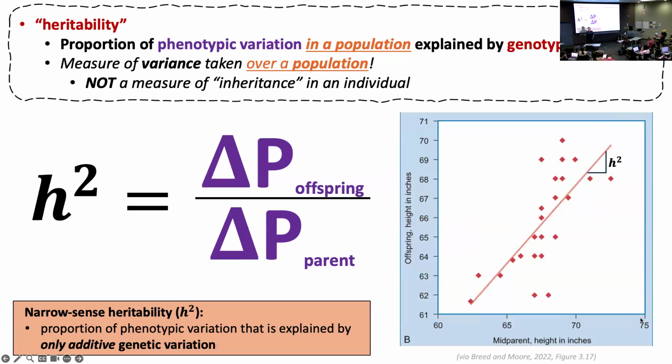The mid-parent height is the average of the two parents. So if one parent is 6 feet tall and the other parent is 5 feet tall, the mid-parent height would be 5.5 feet. If that offspring was also 5.5 feet, then you'd plot a point right at 5.5 and 5.5. That's all we're doing there. We're matching the average of the parents to the offspring.